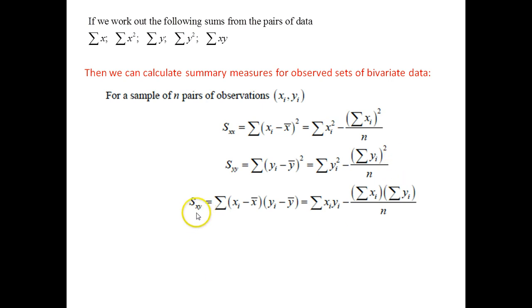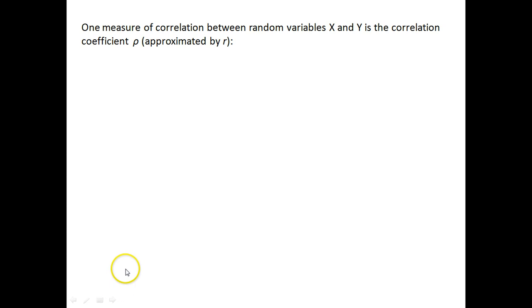And then Sxy can be worked out to be the sum of each xy minus the sum of x times the sum of y all over n. And we use that in quite a few of our calculations. These are given in the information book.